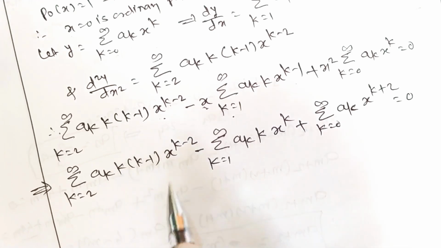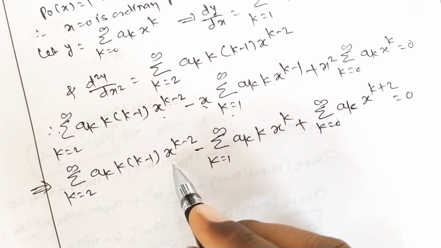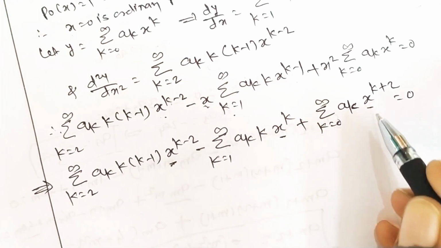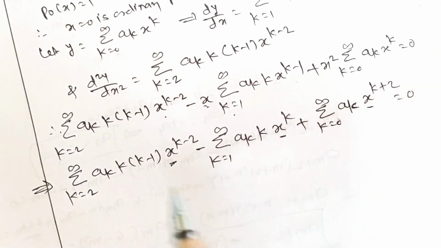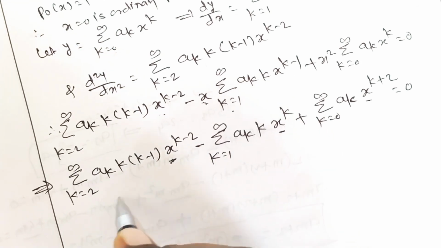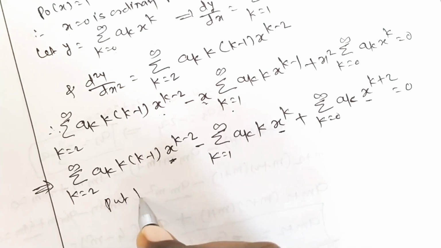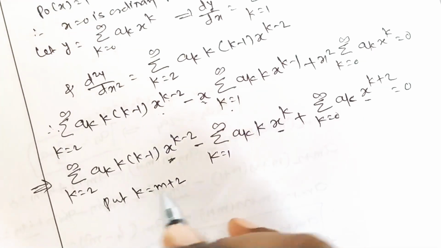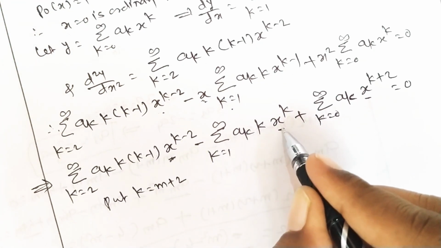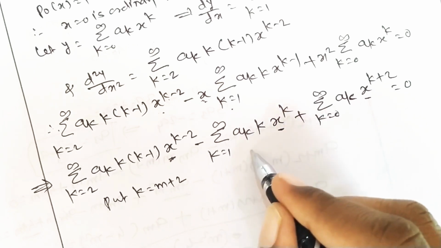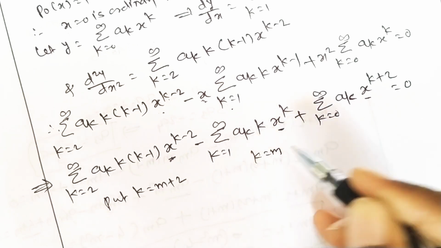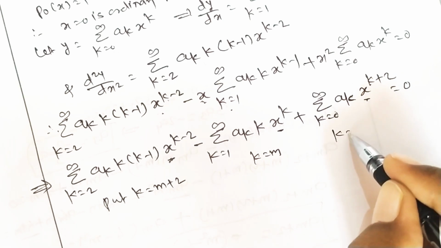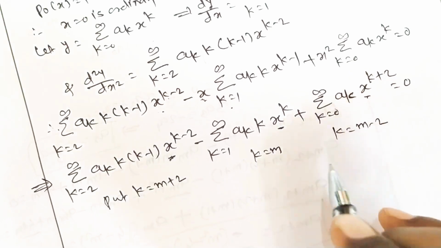Now we have to make the power of x as m in each series. So when we get the power of x as m here, we put k equal to m plus 2, then m plus 2 minus 2 gets cancelled. When we get the power of x as m here, we put k equal to m, and when we get the power of x as m here, we put k equal to m minus 2 in this series.